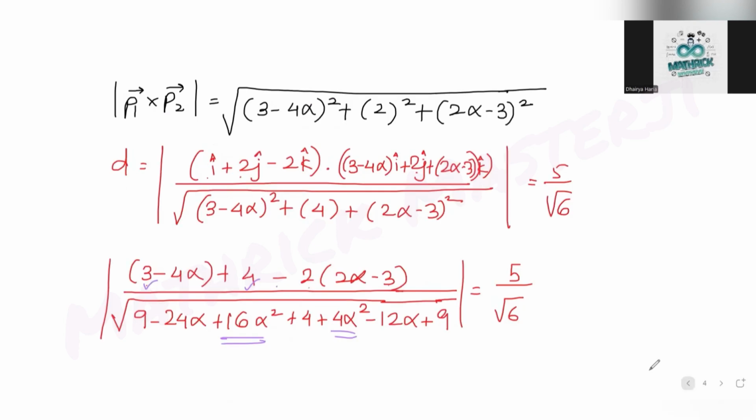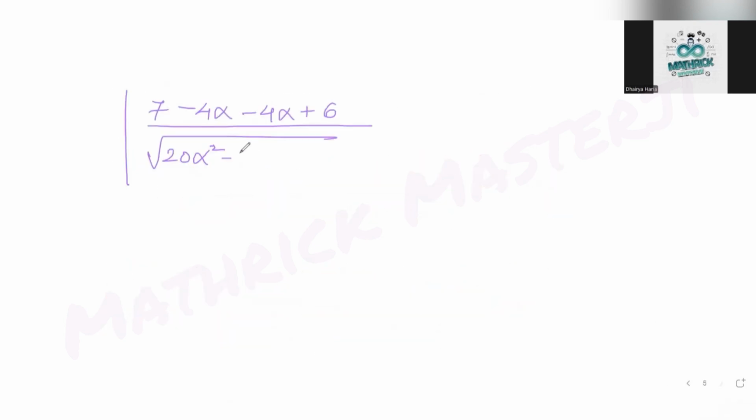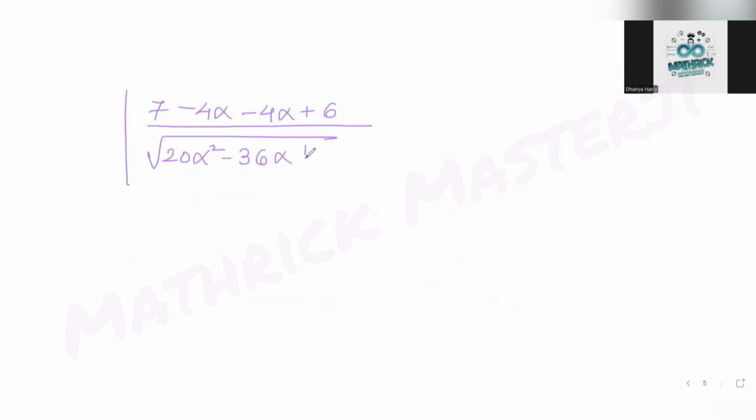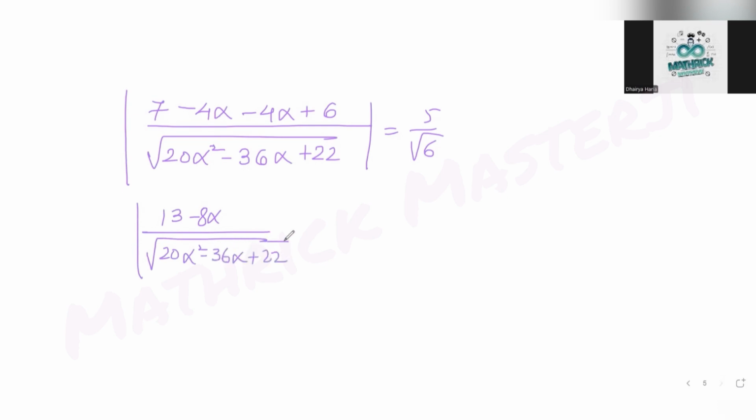Then further I have here minus 24 alpha minus 12 alpha, so minus 36 alpha, plus 9, 13 and 22. So plus 22 is equal to 5 over root 6. So what I get from here is 13 minus 8 alpha over root of 20 alpha square minus 36 alpha plus 22 is equal to 5 over root 6.